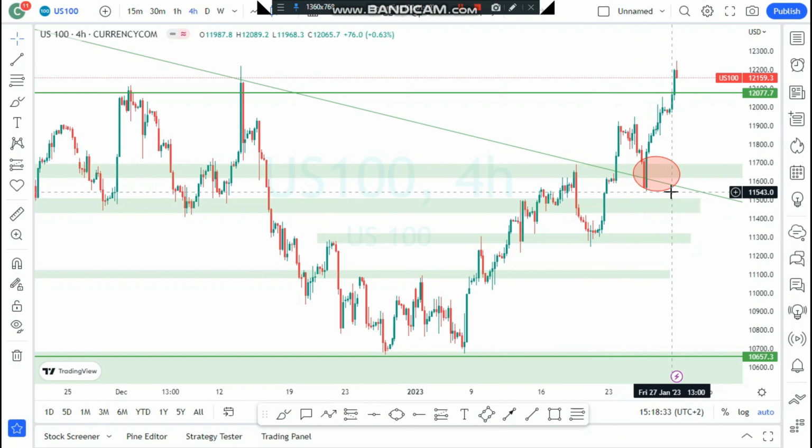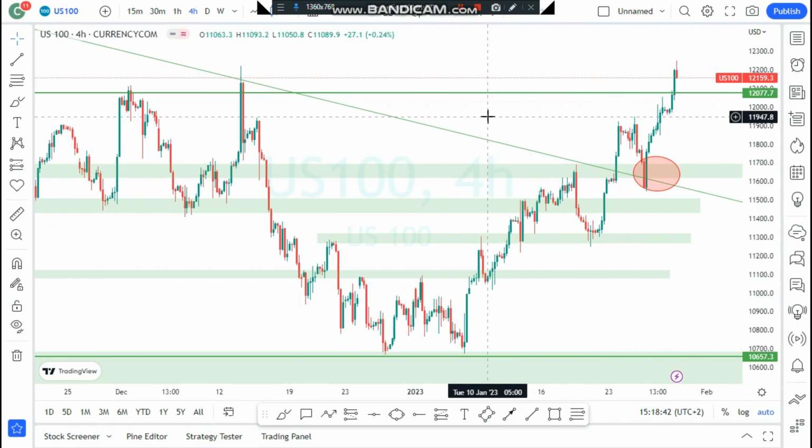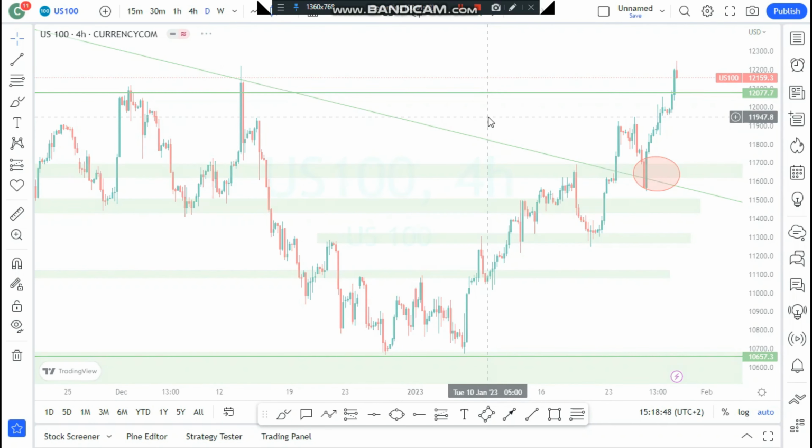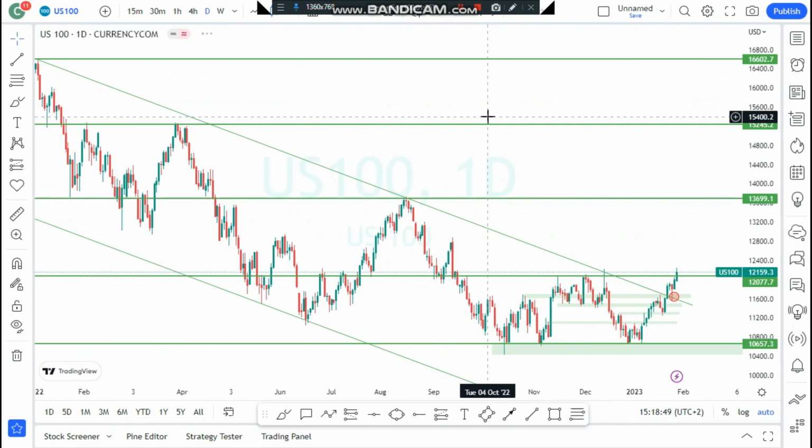So what I'm going to do is go to a higher time frame, which is going to be the daily time frame, and we're going to analyze the market from here. What's interesting is we don't have to do a lot of changes, because the market still respects our previous analysis and it's still playing out as we wanted.